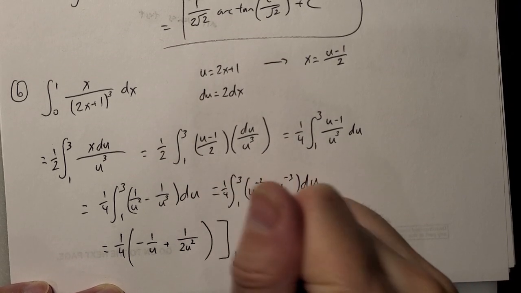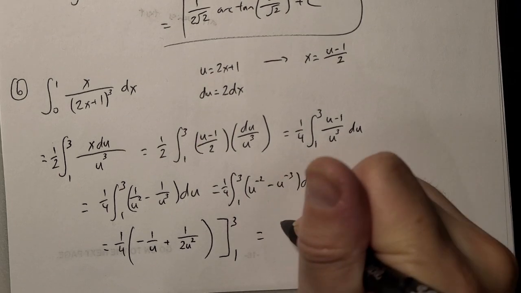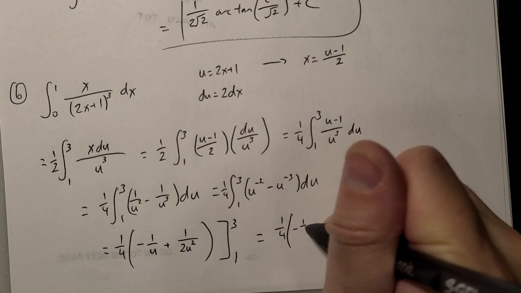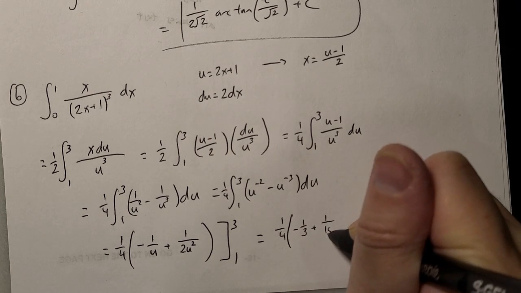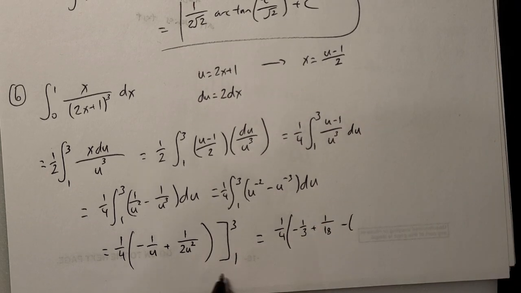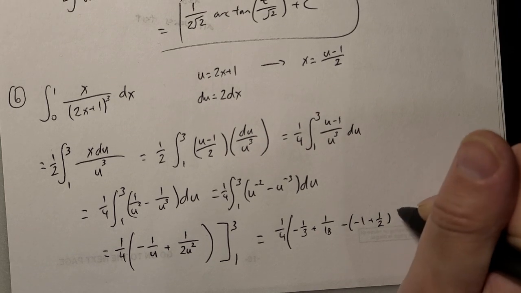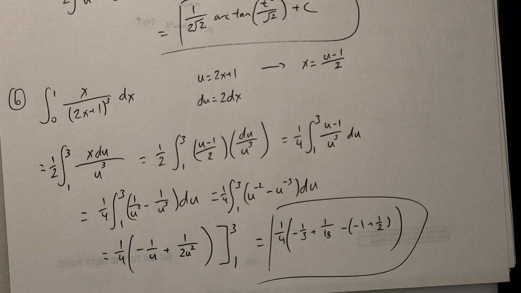Okay, we evaluate from 1 to 3. So this is just 1/4 times: plug in the upper limit, so minus 1/3 plus 1 over 9 times 2, which is 18, minus another parentheses. We plug in 1, so minus 1 plus half. Okay, I'll let you do the simplification, but this should be the answer.